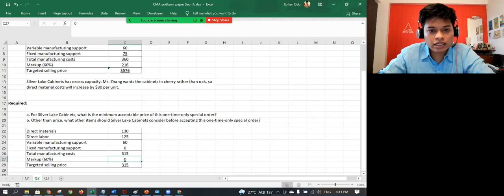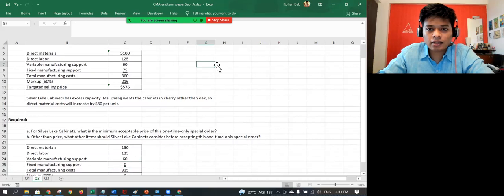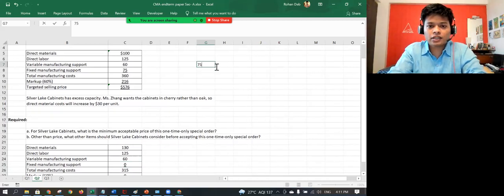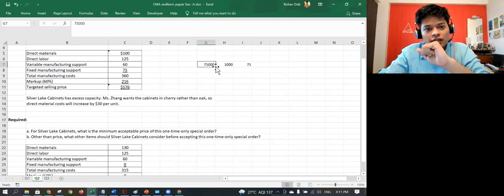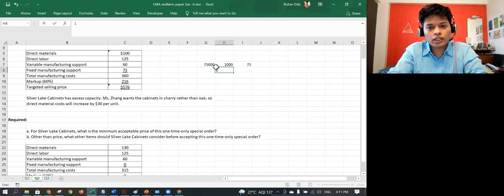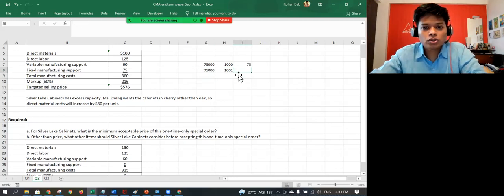Okay, so this is the solution to this question. Again, to reiterate why I didn't take 75 over here from the manufacturing support cost. Let's say the total is 75,000, and he is producing 1,000 units, and that's how you get the 75 per unit. Now this 75,000 is constant. Now if I have to produce one more unit, it will still be 75,000. So this does not have any additional increase in cost. That's why I'm not including it in this one.